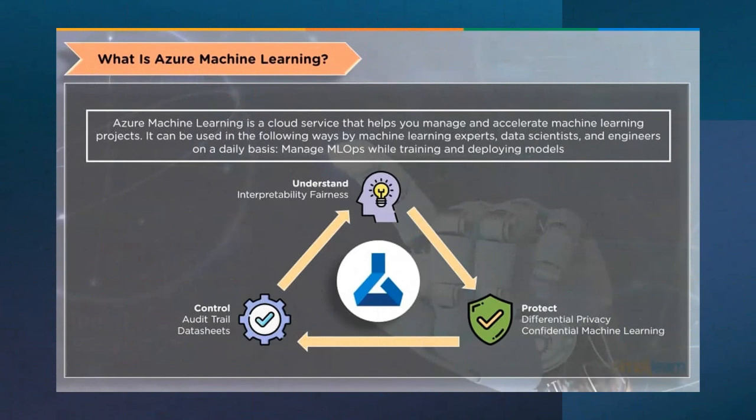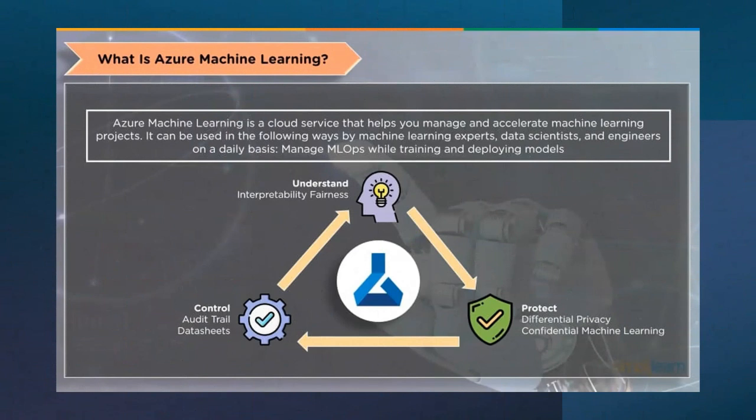Next is protect. This focuses on differential privacy and confidential machine learning. The goal is to protect sensitive data, ensuring that machine learning models handle it securely, adhering to privacy regulations.